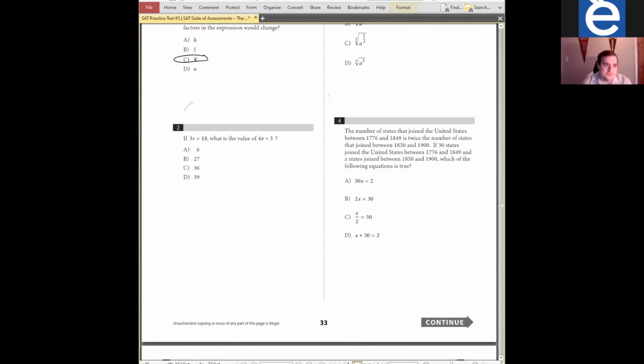All right, number 2. If 3r is equal to 18, what is the value for 6r plus 3? All right, well, this is just straightforward algebra. Let's just solve for r. So 3r is equal to 18. We'll just divide both sides by 3. R is equal to 6. Now let's take that 6 and plug it back in. Note the trap answer, the intermediate step there. So 36 plus 3, 39. Moving right along.